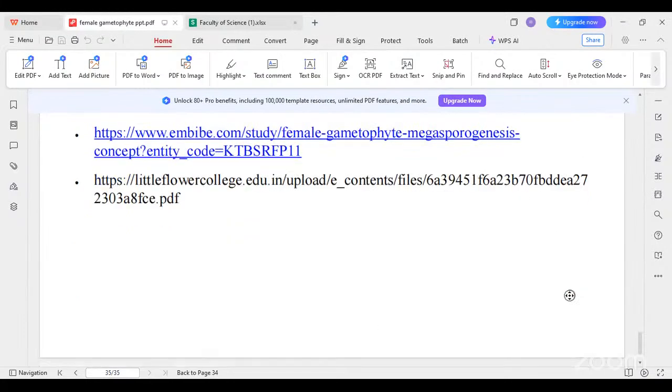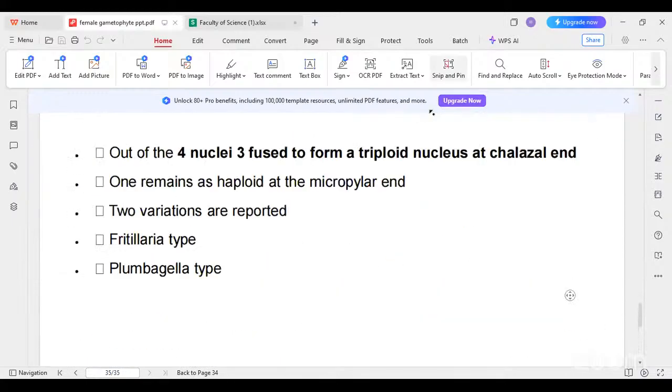This is the total development of the female gametophyte, the embryo sac. The female gametophyte, megaspore and embryo sac types, that is the monosporic, bisporic and tetrasporic types of embryo sac. These are all completed. Now we will discuss the development of the male gametophyte.